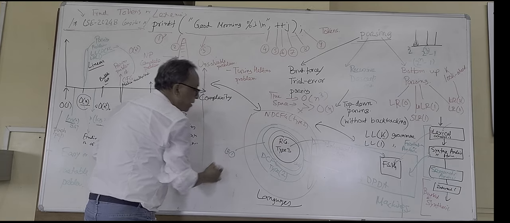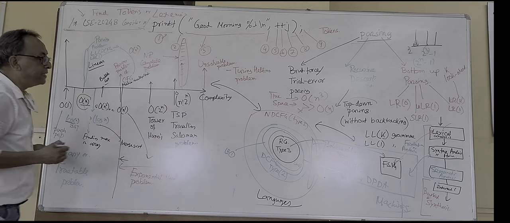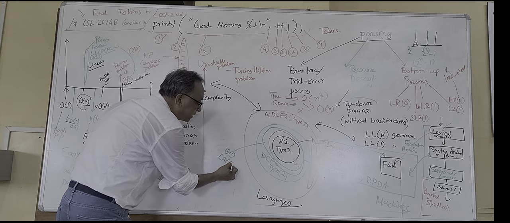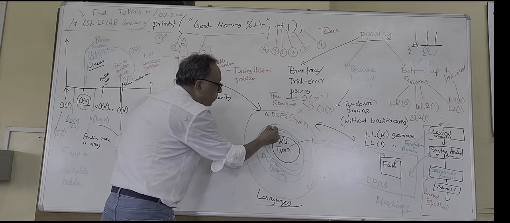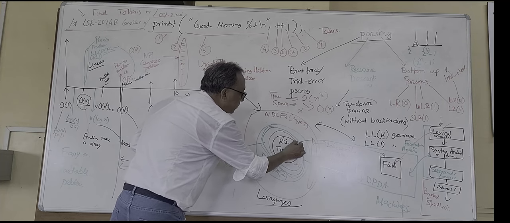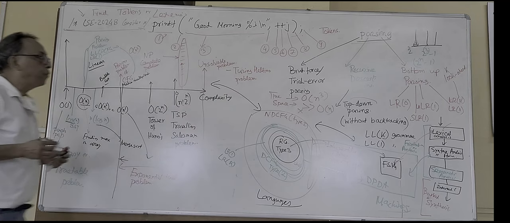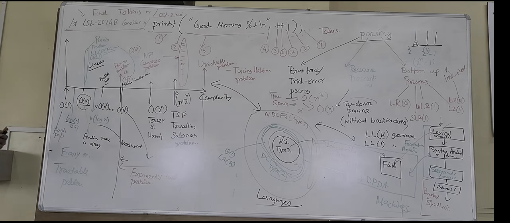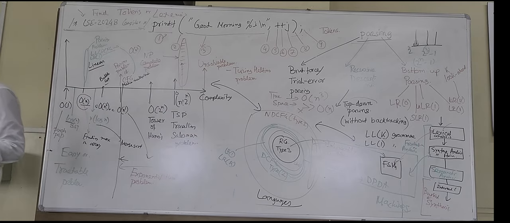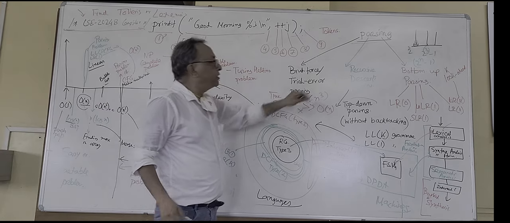LR1. And somebody may ask, what is LRK grammar? LRK grammar is nothing but bottom-up parsing with K lookahead. We will see LRK in a little bit. Instead of K, we will go for 1. So LRK is the most general purpose grammar for programming languages, it is called. Okay? Now we come to our whole logic.